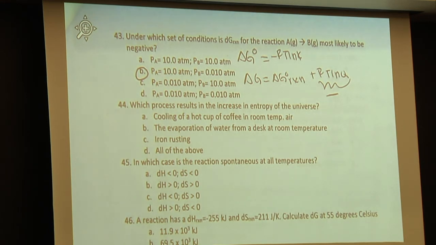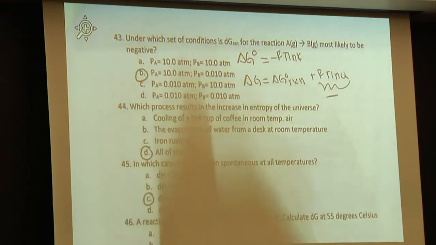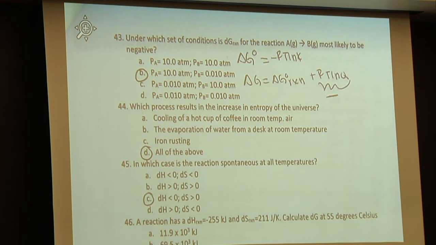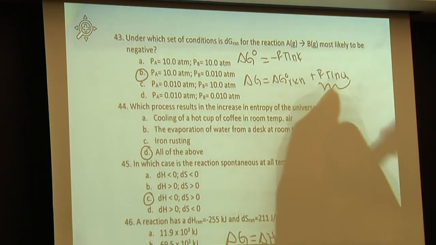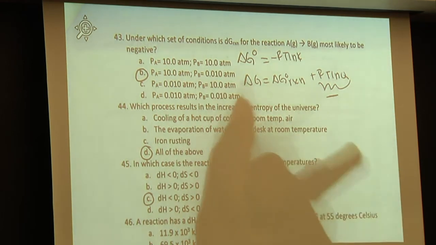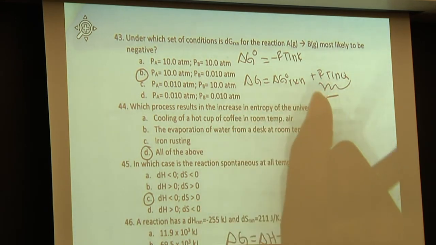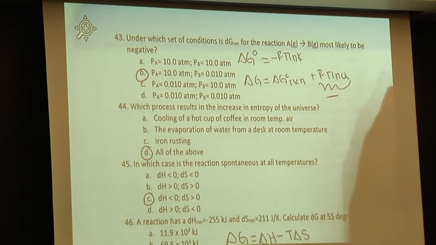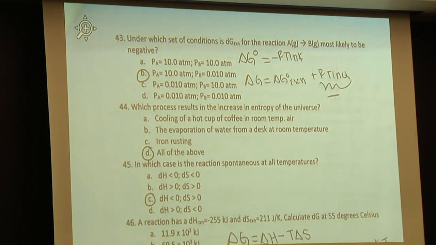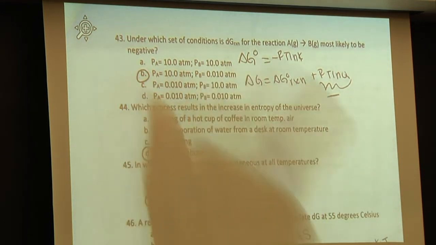All right, 44. Which process results in an increase in entropy of the universe? 44 is D. 45 is C. In which case is the reaction spontaneous at all temperatures? 46, you should be able to do. You just need to make sure that your temperature is in Kelvin and your delta H and delta S are in kilojoules. And if you do that, you would get D for 46.